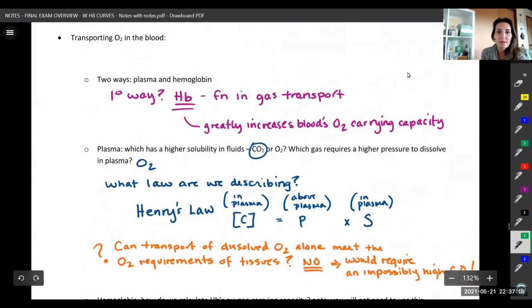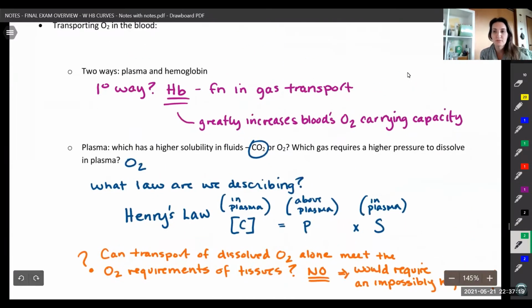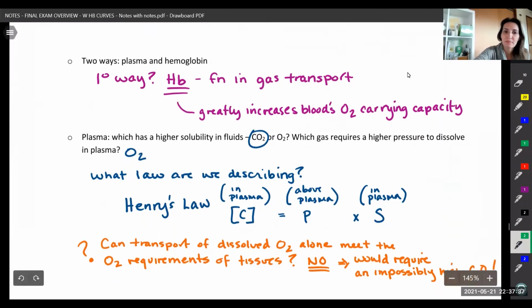If we look at how plasma transports gases, one thing to note is which gas has the higher solubility in fluids like plasma. That would be CO2 compared to O2. We're comparing those two gases directly. And what this would mean is oxygen would require a greater pressure to dissolve in plasma. According to Henry's law, it would need a greater pushing pressure, given its lower solubility, to produce the same concentration in plasma as the concentration of CO2, if we're comparing the two directly.